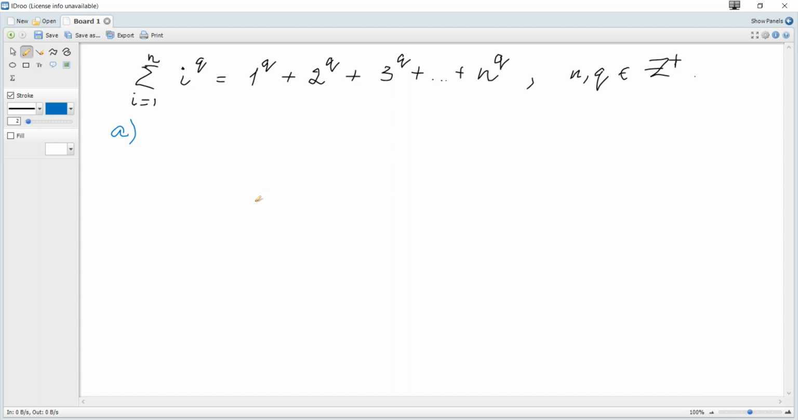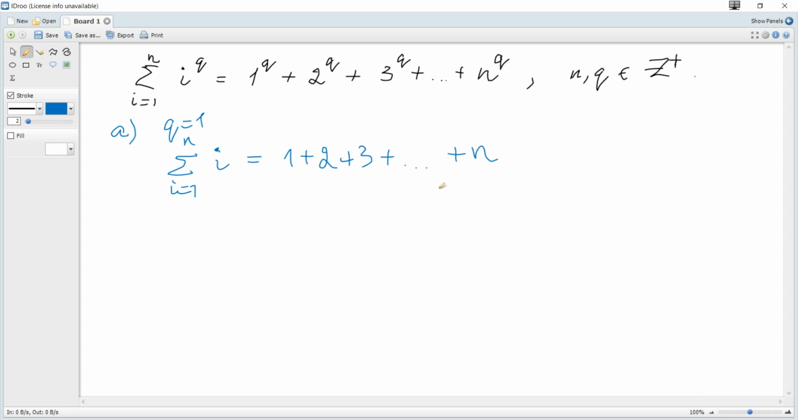When q is 1, the above series is arithmetic. A: show that the sum for i from 1 to n of i is half multiplied by n plus 1. So we should consider q is 1, and the given series becomes sum for i from 1 to n of i to the power of 1, which is just i, and it becomes 1 plus 2 plus 3 plus so on up to n.